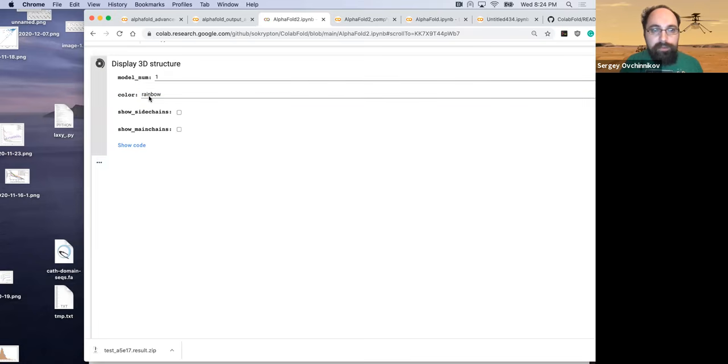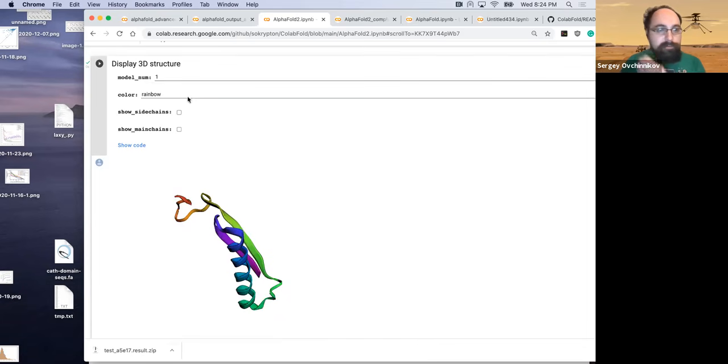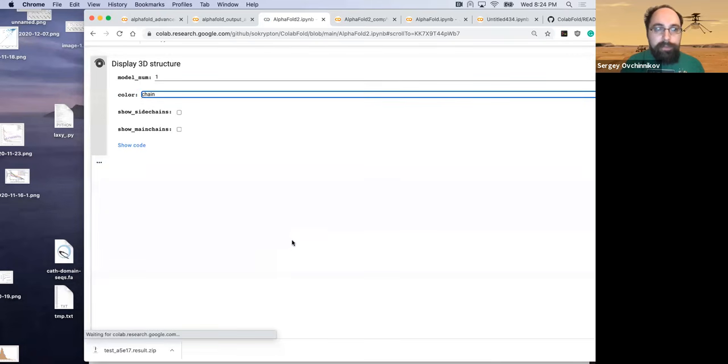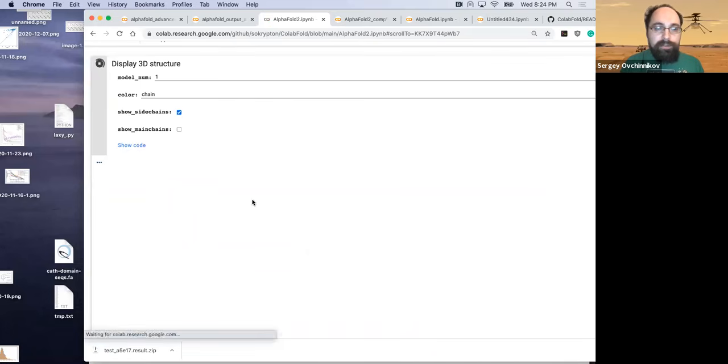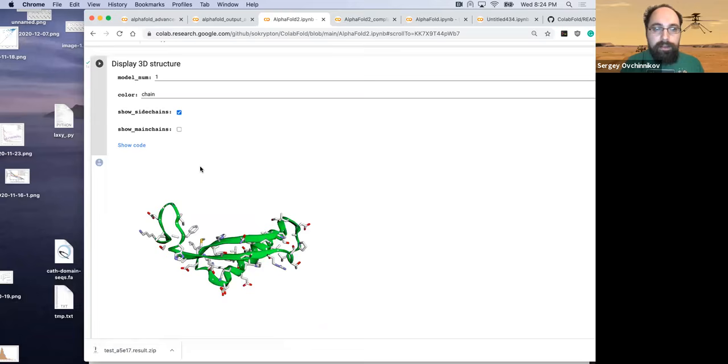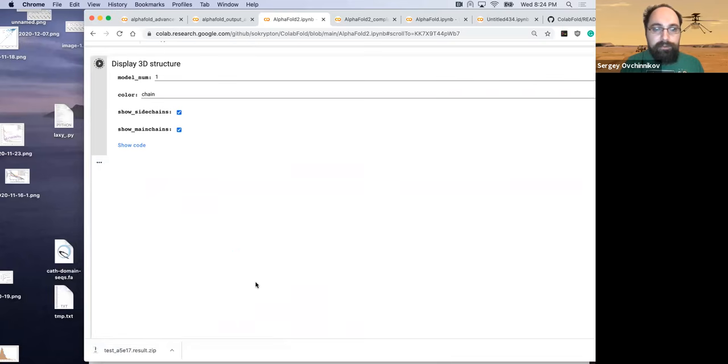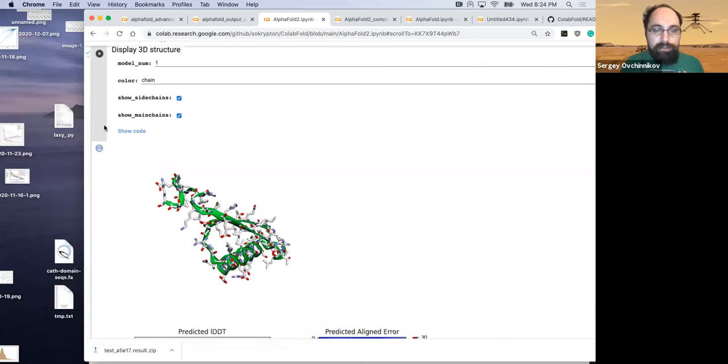If you change this option and hit play, it will return the same structure again, now colored from blue to red, N terminus to C terminus. Or you could say, I'm just going to color it by chain, so it will all be the same color. If this was a protein complex, there would be multiple copies and they would each have a different color. You can click here to see the side chains of the model, and also the main chains. And so all looks good.